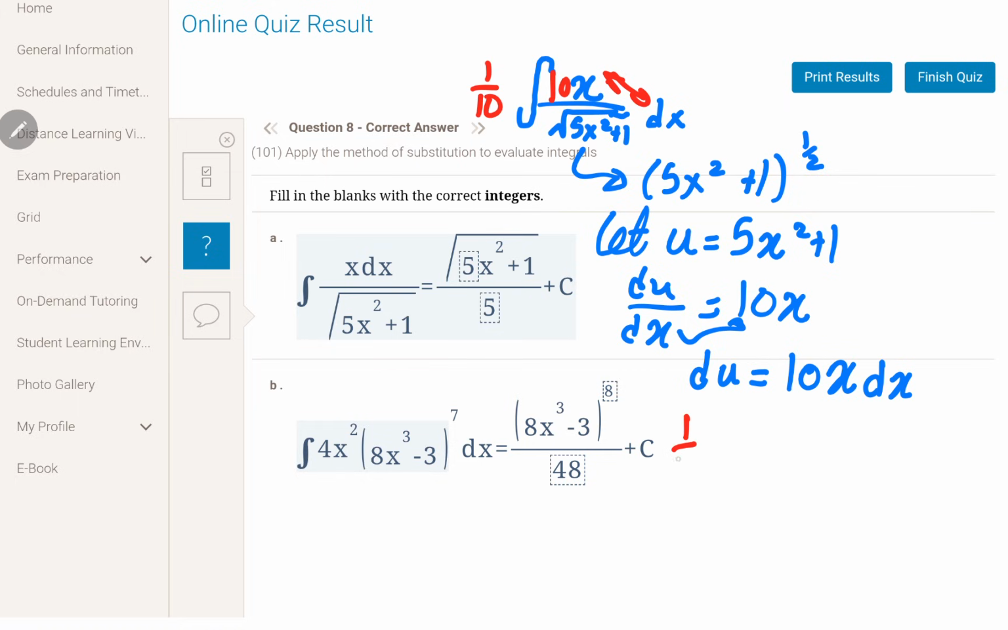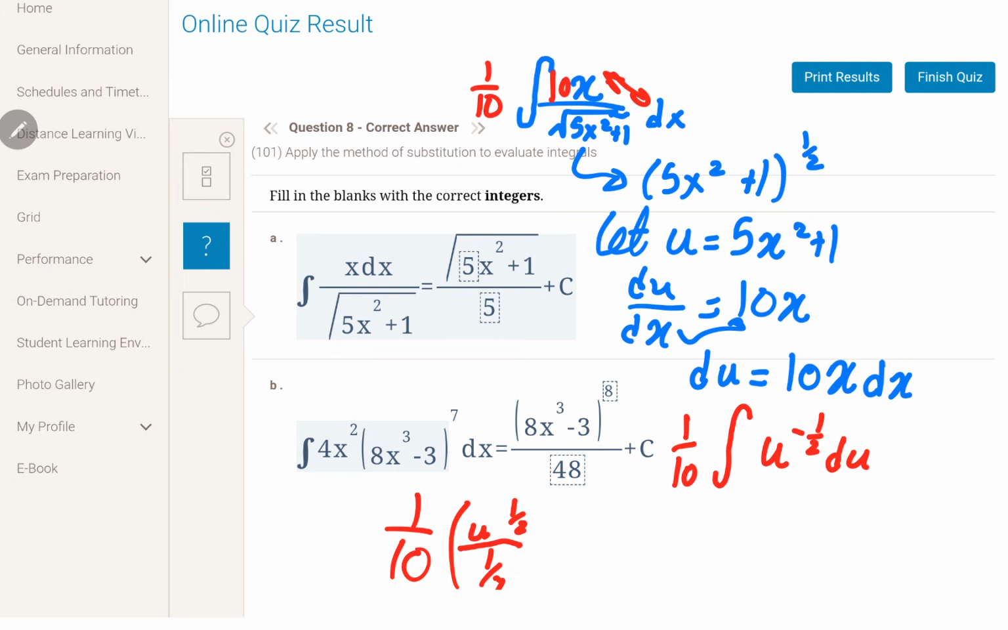So you're going to now have 1 over 10 into 1 over u to the power of 1 over 2 du. Now you can take u to the power of 1 over 2 up, so you're going to get u to the power of negative half du. Now you can integrate. So 1 over 10 into, add 1 to negative half, you're going to get 1 over 2. So u to the power of 1 over 2 over, divide by 1 over 2 plus c.